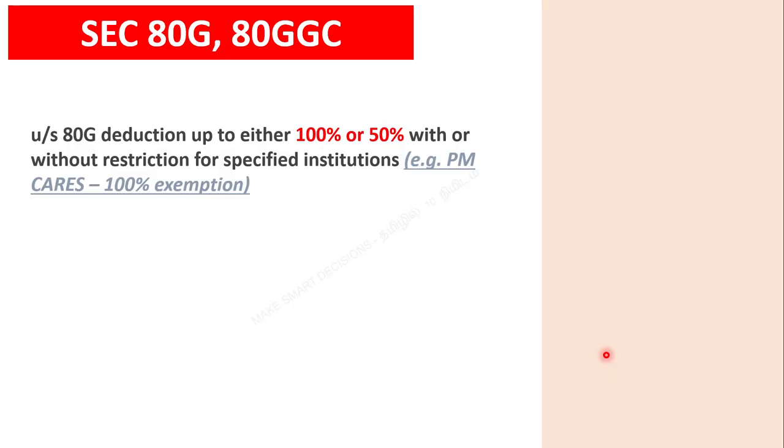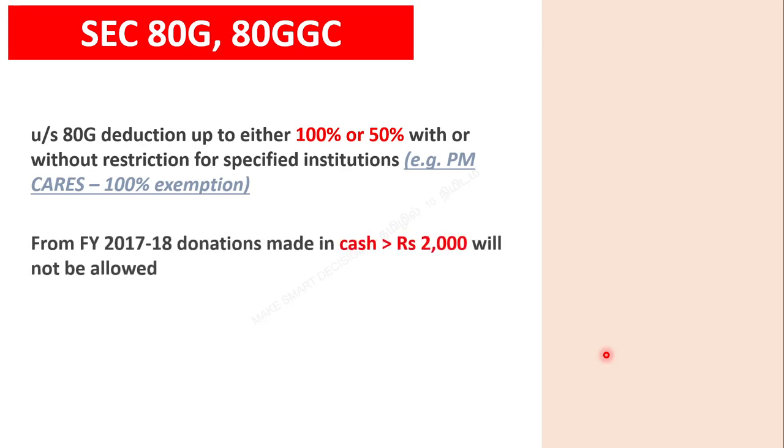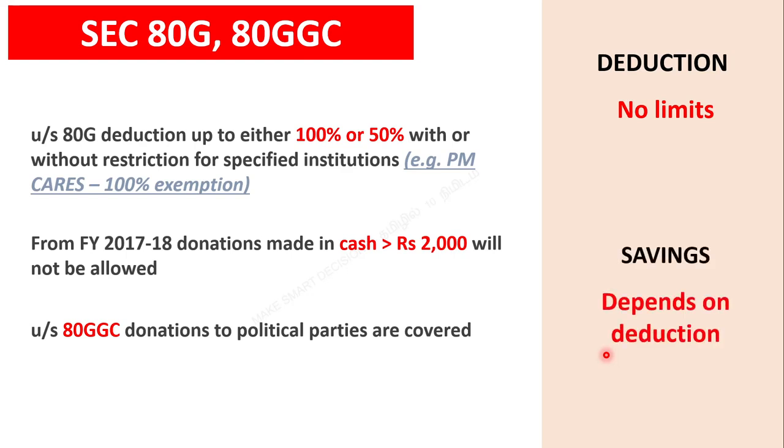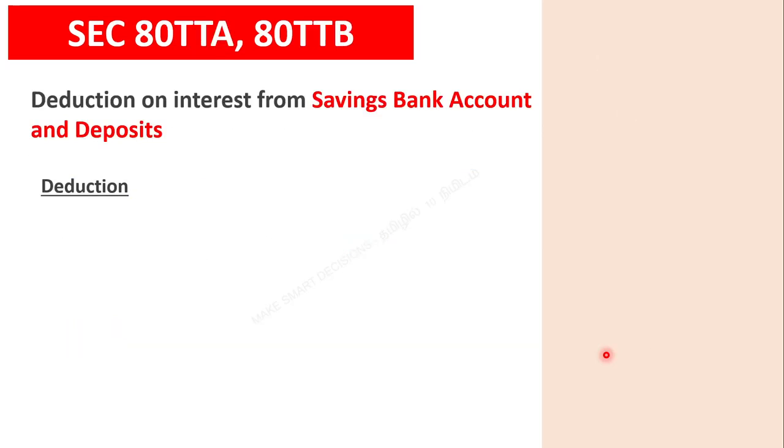Coming to section 80G and 80GGC, if you have made any contributions to any institution such as PM CARES, you can claim deduction on that. So depending on what type of institution it is, you can claim a deduction of either 100% or 50%. But if you are paying the donations via cash, only 2,000 will be applicable. For 100% exemption or more exemption, you will have to either pay through check or through wire transfer. So the deduction, you don't have any limits to this deduction, and the tax savings will depend on your tax slab and the amount of deduction.